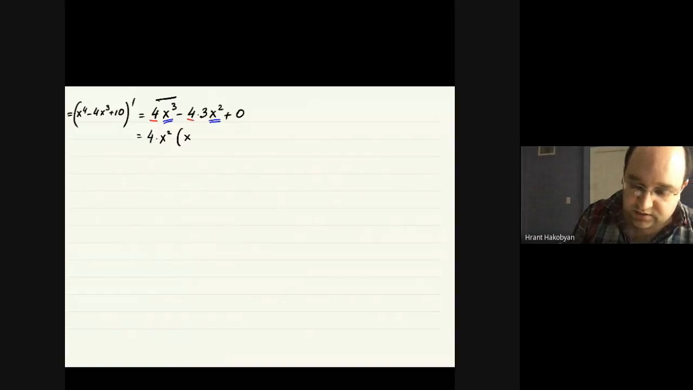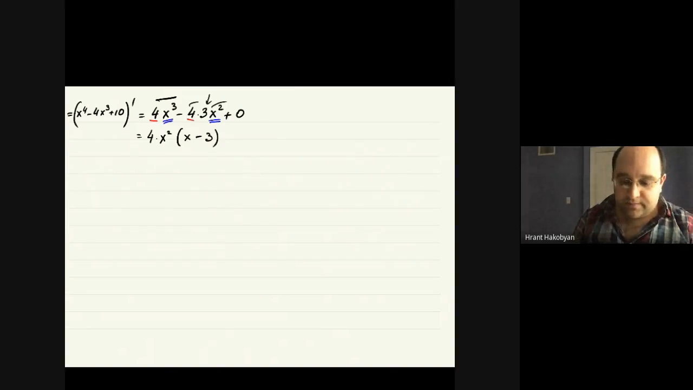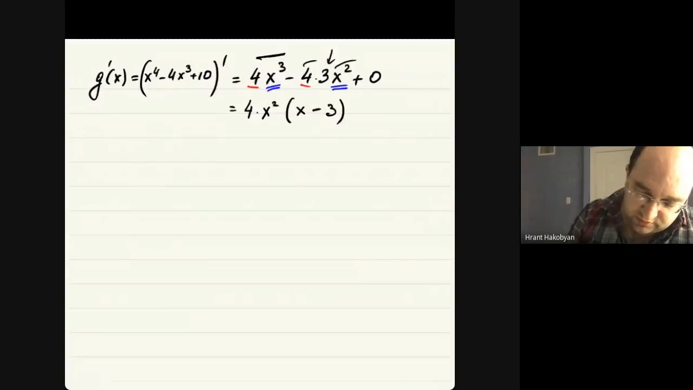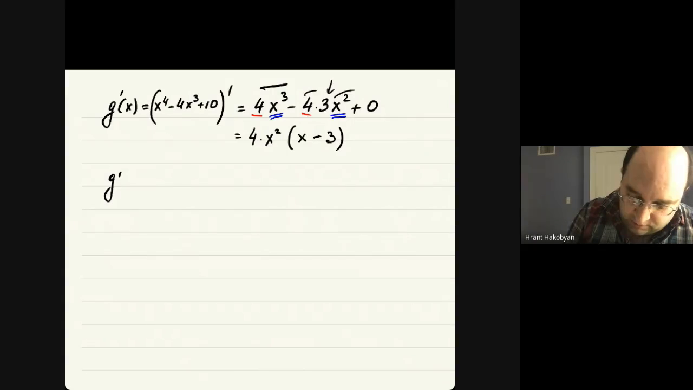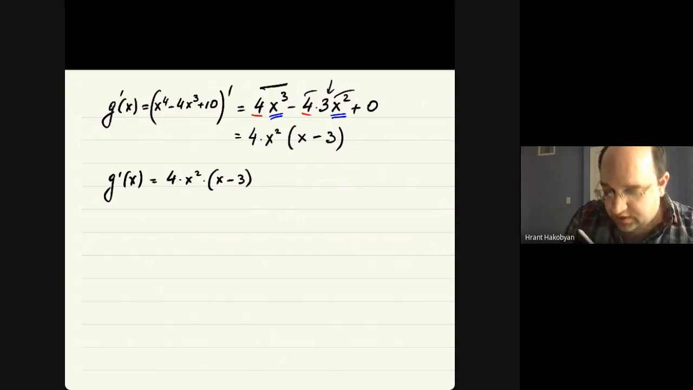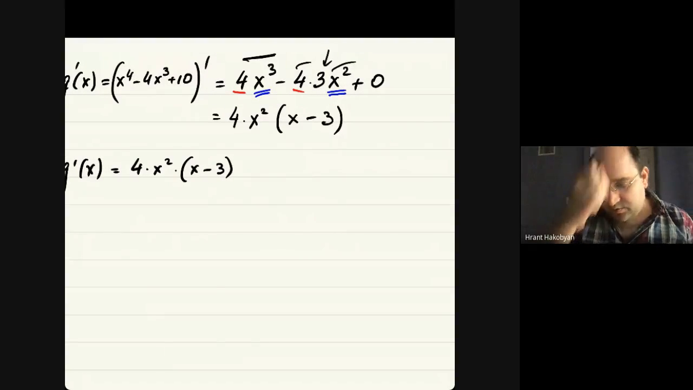And from the second term, I factored out 4 and x squared, so the only thing that remains is the 3. So I have to write minus 3. So that's my derivative. Now I need to find where this derivative is positive and where it is negative. So g prime of x again is equal to 4 times x squared times x minus 3. Where is this expression positive or negative?